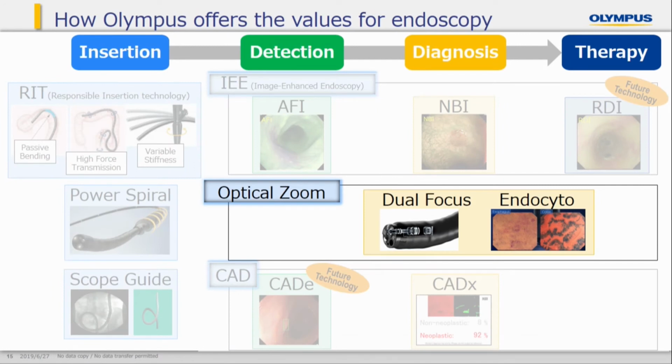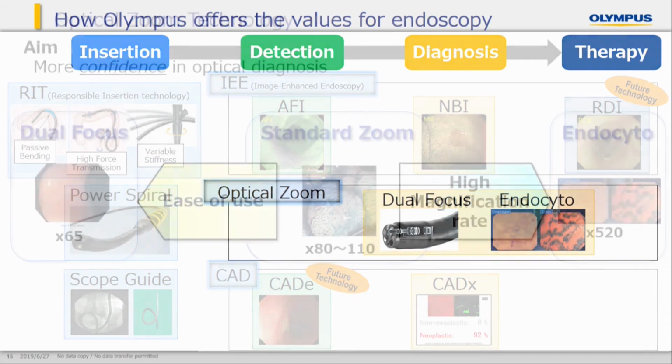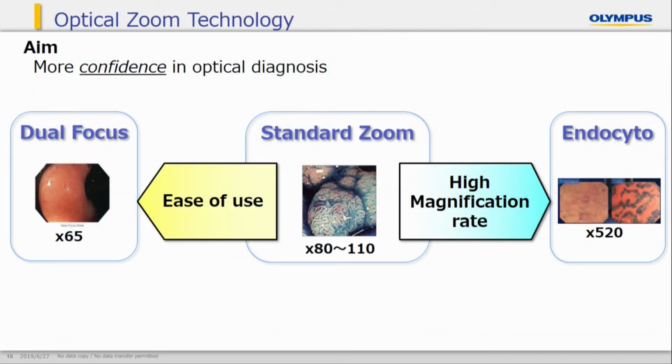And next is the optical zoom. Firstly, I'd like to set a common understanding with all of you about our idea of the optical zoom technology. This morning, Inoue Sensei demonstrated the 290 zoom, and Yutaka Saito Sensei also presented the benefit of utilizing NBI with the zoom scope. Since the 1990s, we have delivered the standard zoom, which is 80 times to 110 times compared to the 26-inch monitor.